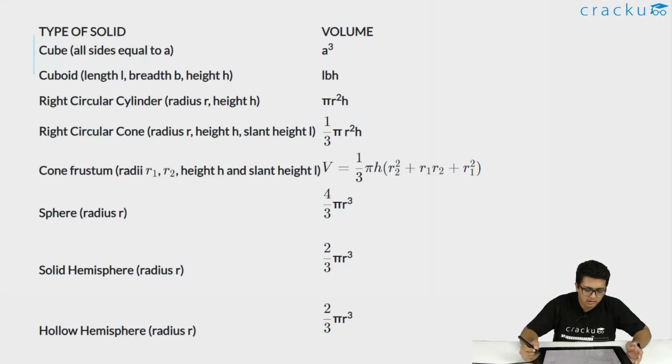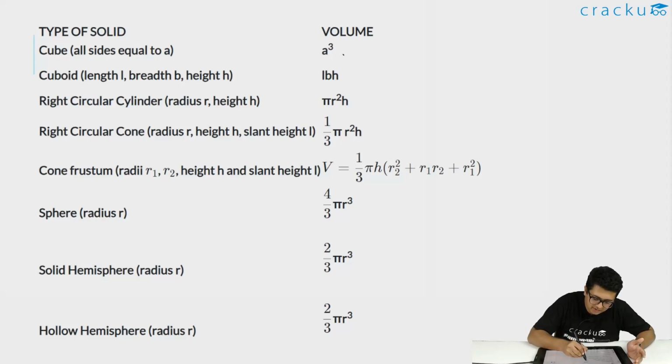And a cuboid is an extension of a rectangle with another dimension which is called height. Similar to a cube, it has six faces. A cuboid also has six faces. It's just that there are three dimensions: length, breadth and height, where in the cube all three dimensions have the same value, which is a. So volume of a cube is a cubed, volume of a cuboid is lbh.